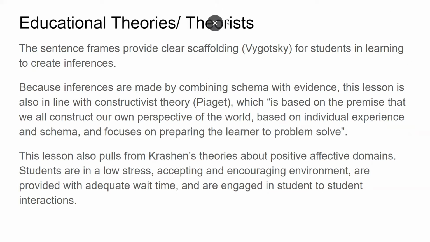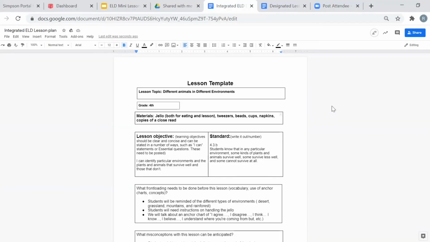So the materials I will need for this lesson is Jello, and I have seen in a few observations, and also Becca and I talked about this, that if we're going to have any type of food within a lesson, we should have a separate section for just enjoyment and the other one used for the lesson. And so I'll have a Jello for both eating and for the lesson, and I'll need tweezers, beads, cups, napkins, and copies of a close read.